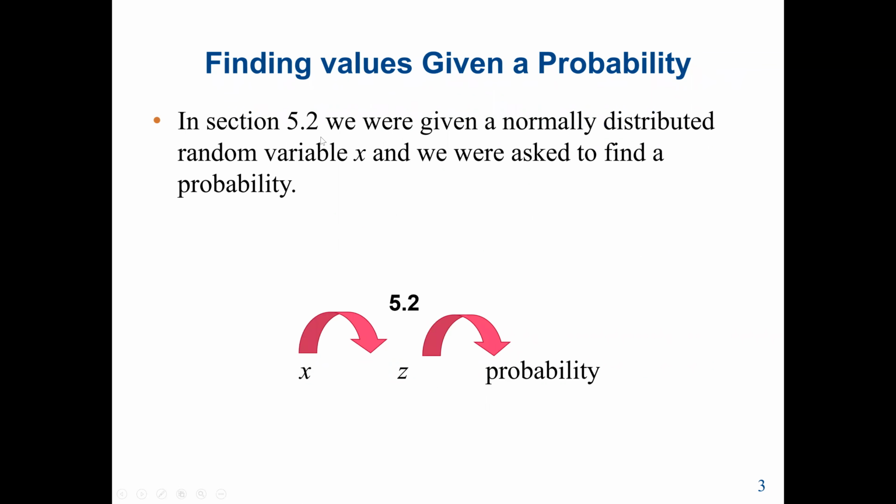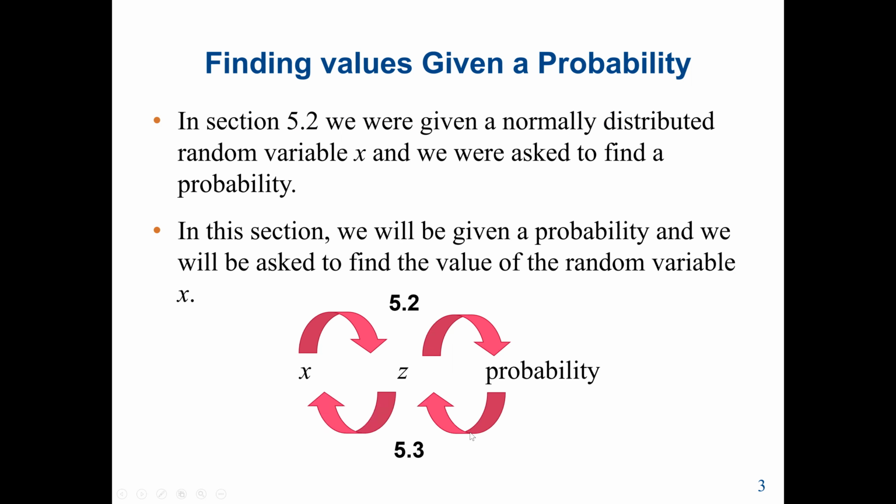So in our previous section, which is section 5.2, we were given a normally distributed random variable x, and we were asked to find the probability. Normally the mean and also the standard deviation of the population will be given. So if we know the value of x, then we can find the z value. Then if we get a z value, we can use the standard normal table to find the probability or the area. Now this time we are going to do the opposite. The probability will be given and we can find the z value. And if we know the z value from the probability using the table, we can find the x value, which will be our random variable.